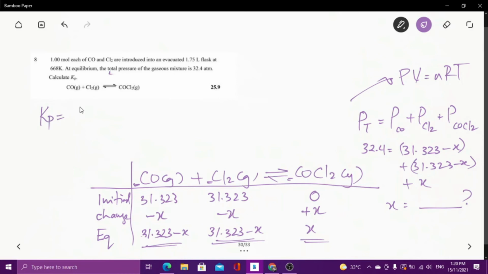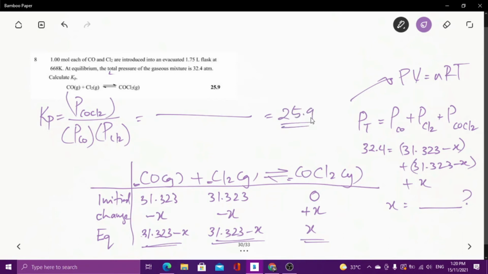So for this reaction, expression of Kp kita akan dapat partial pressure of COCl2 bahagikan dengan partial pressure of CO and then bahagikan dengan partial pressure of Cl2. So apa yang akan anda dapat nanti tu, anda kira masukkan ke dalam expression of Kp dekat sini, and then cuba kira dapat tak jawapan dia lebih kurang macam ni lah, 25.9, something like that.